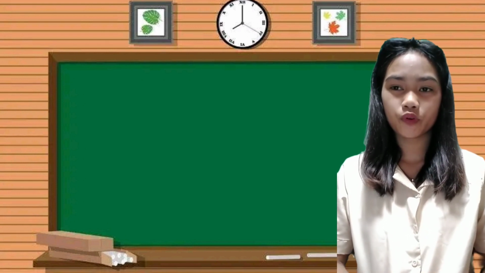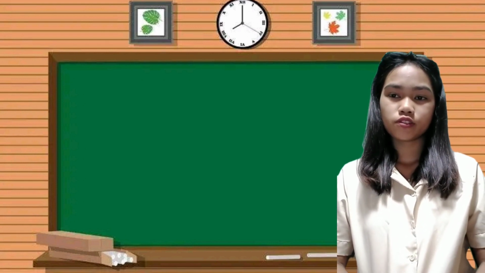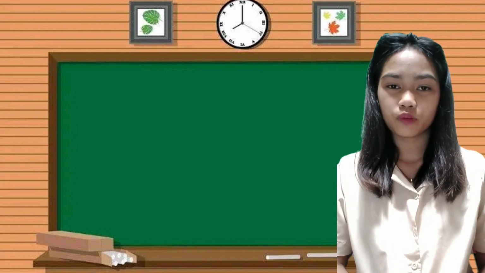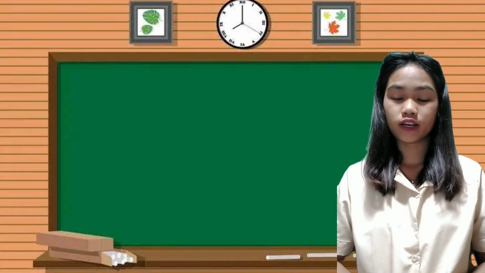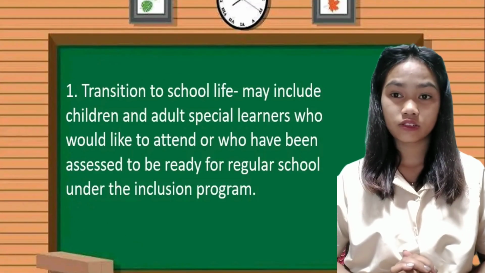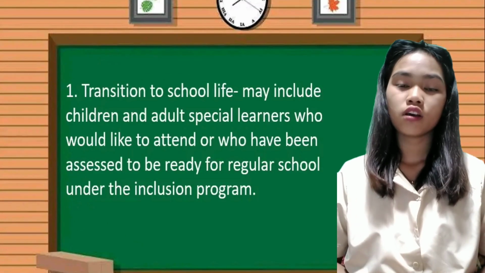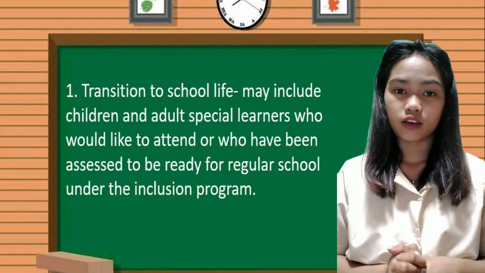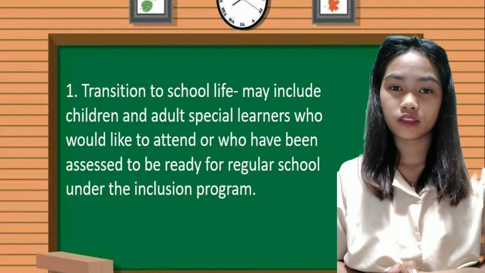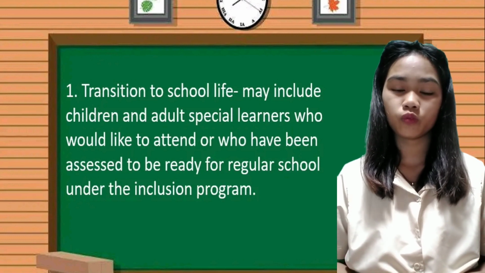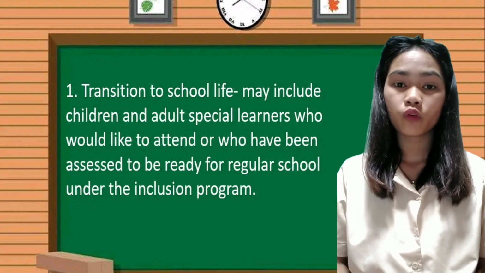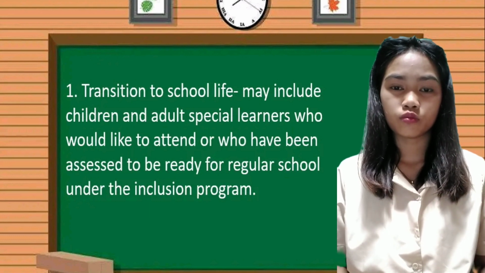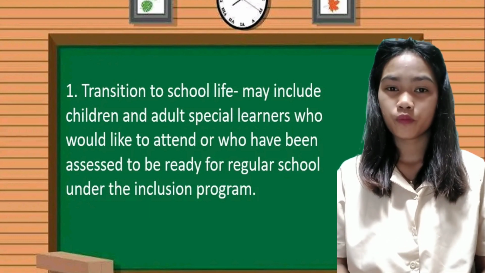So the transition program in the Philippines could be expanded in many different possible points. So I will read the first one. The first one is the transition to school life. It may include children or adults who are physically handicapped and intellectually disabled who would like to attend, or who have been assessed already, for regular school under the inclusion program.